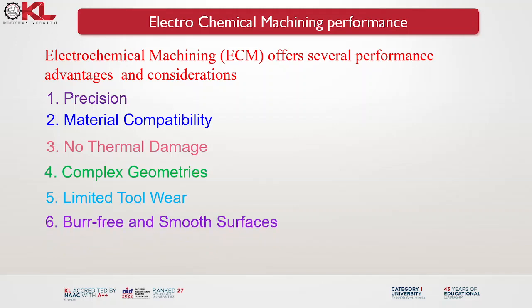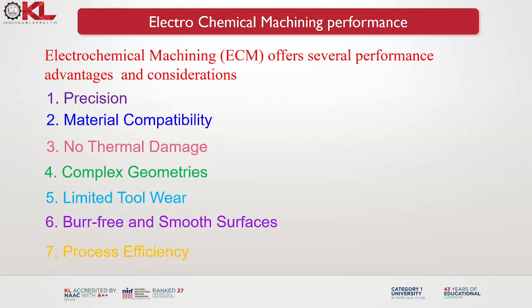Burr-free and smooth surfaces. ECM typically produces burr-free surfaces, reducing the need for secondary deburring operations. The electrolyte continuously flushes away the dissolved material, resulting in smooth surface finishes. This advantage is particularly valuable in applications where surface quality and elimination of the post-processing are critical.